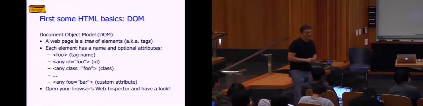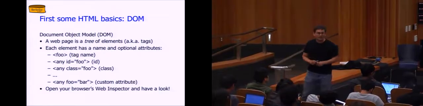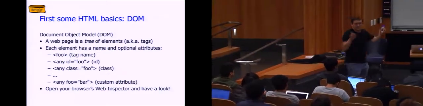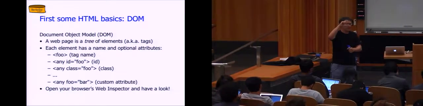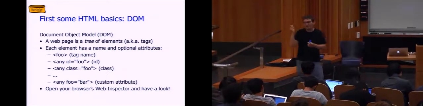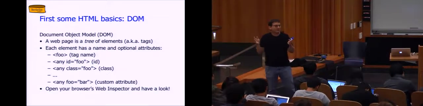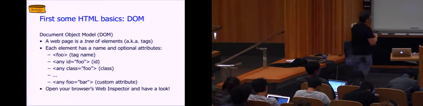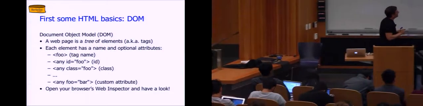Elements are things like headers, paragraphs, list items, but they could also be things like spans. A span is just a bunch of text, or divs, which is just a region on the page. Okay? And you can also have web elements that just contain tag names of your own creation, and that's legal in HTML. So it's just a tree, and each element has a name and optional attributes.